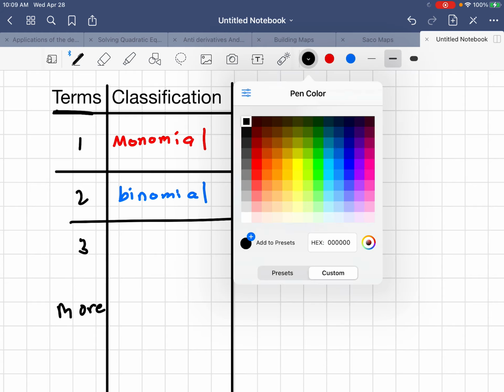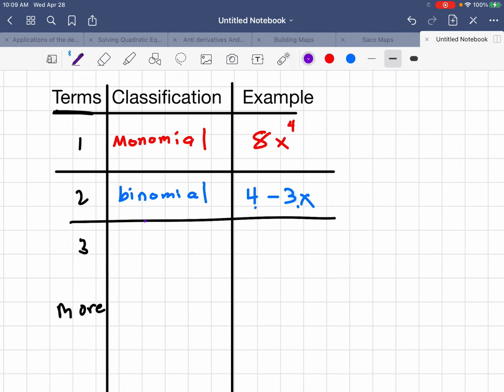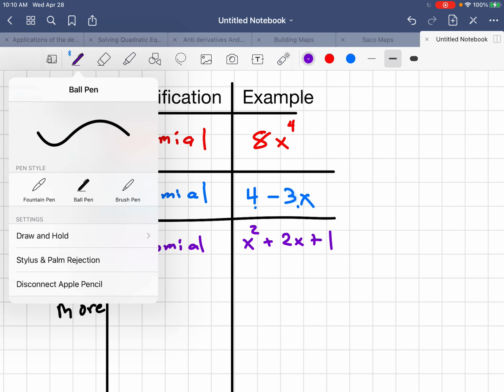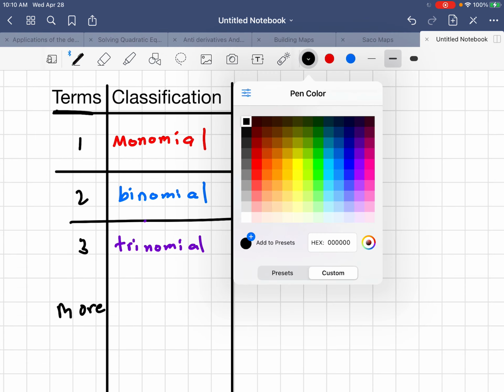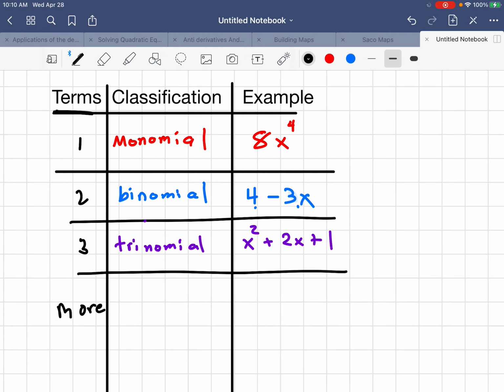I'm guessing that you already know what a three-termed polynomial would be called. And it is a trinomial. Anything more than that, we're not too concerned with classifying it, so we're just going to say polynomial.